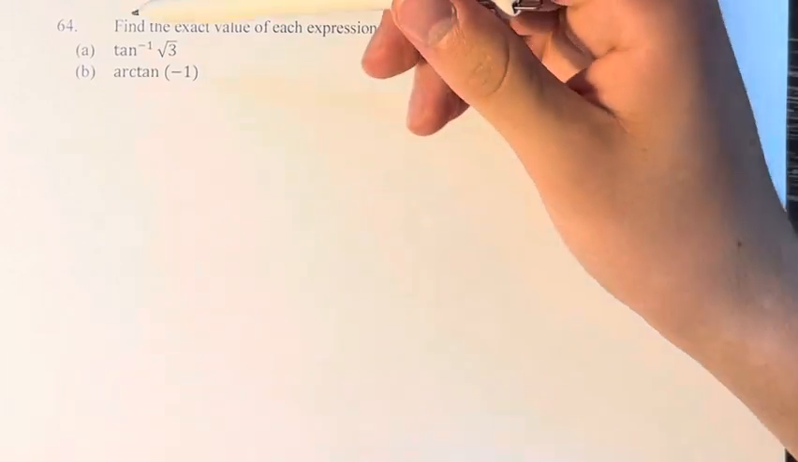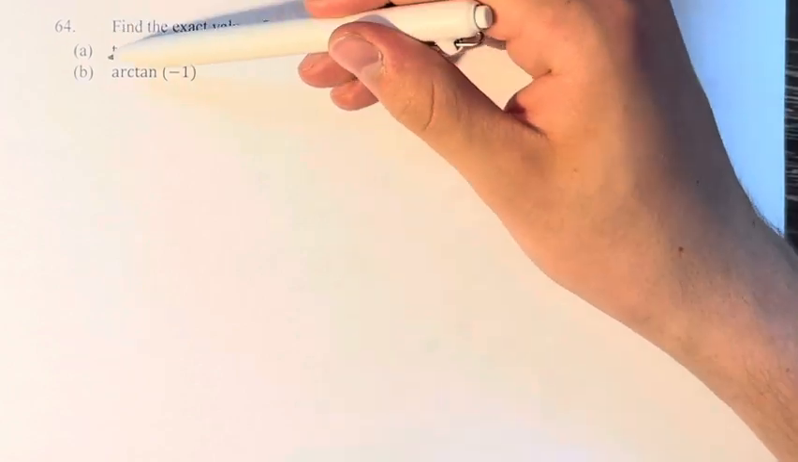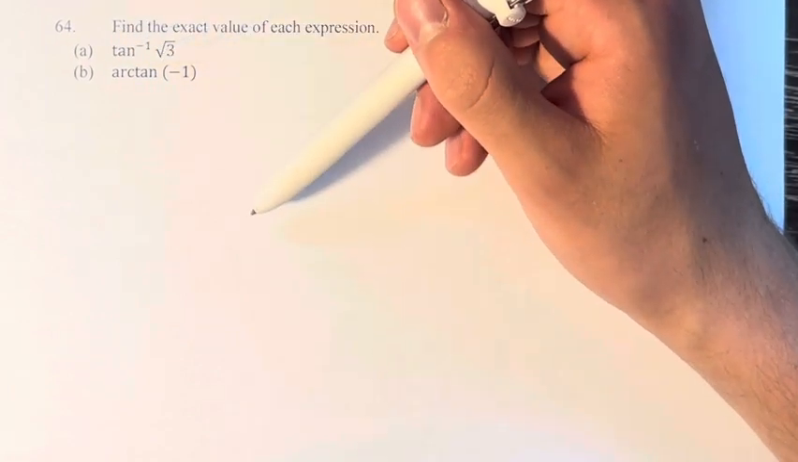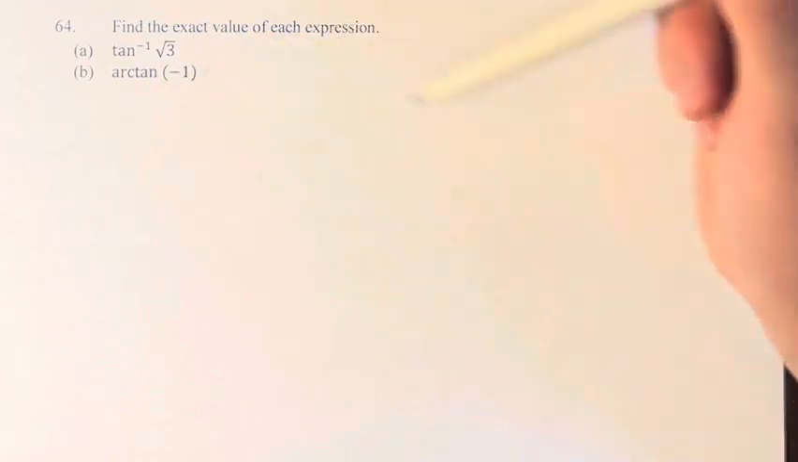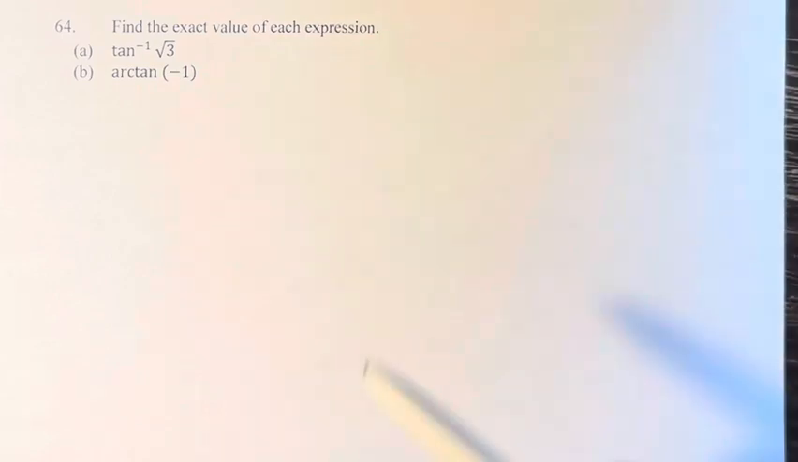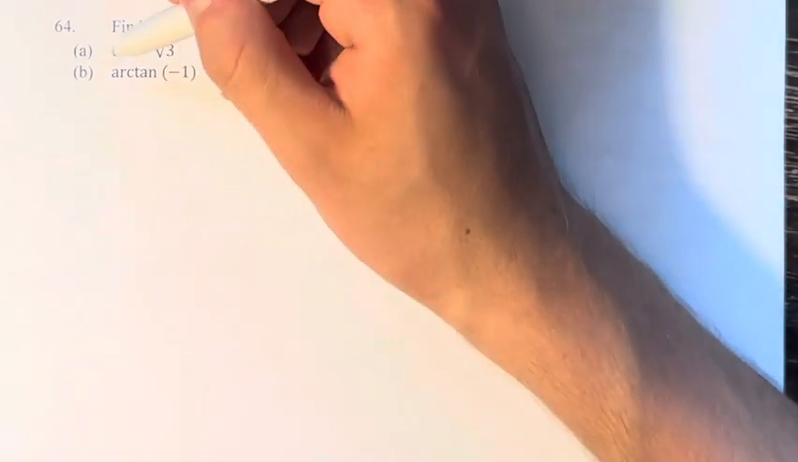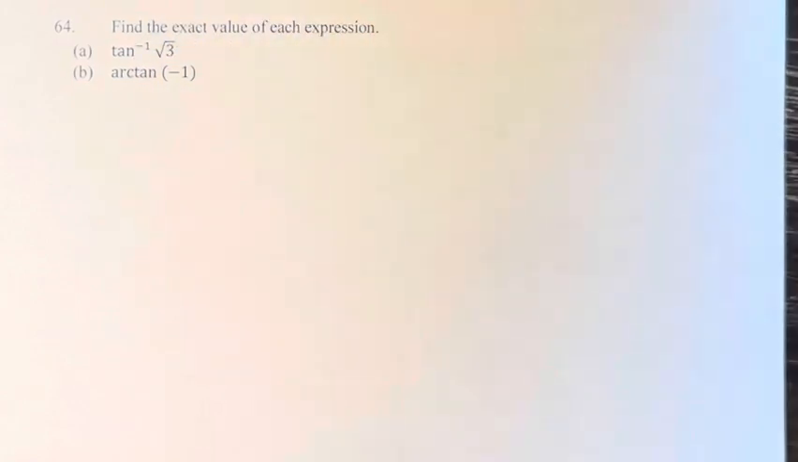In this problem, we're asked to find the exact value of each expression. We have the inverse tangent of the square root of 3 and arctan of -1. Just to clarify here, inverse tangent and arctan are the same function. They are the inverse function of the tangent. And I'm just going to be using tan inverse just because I think it's a little bit clearer.